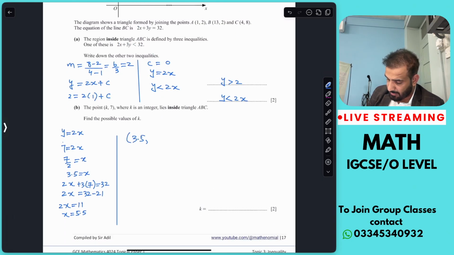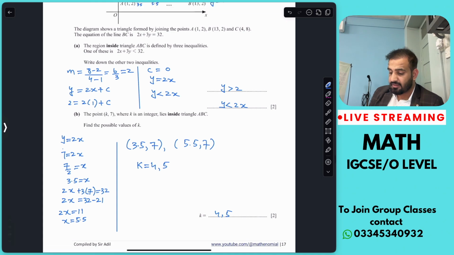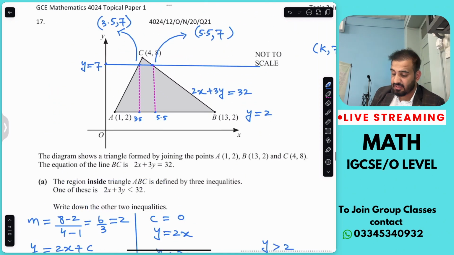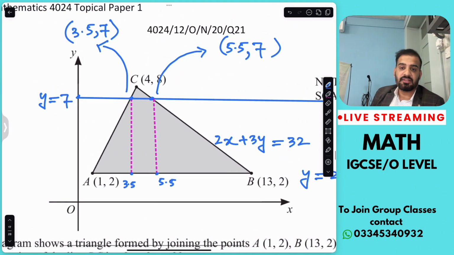3.5 comma 7, 5.5 comma 7. So k lies between these points. So k can be 4 और 5. These are the integer values. अगर आप डायग्राम को गौर से देखें तो आपको ये बात समझ आती है, ठीक है?